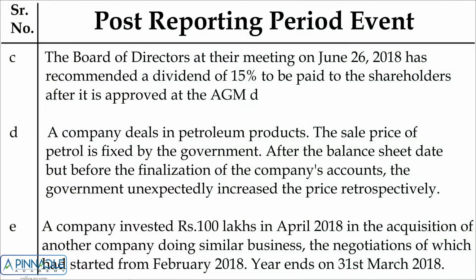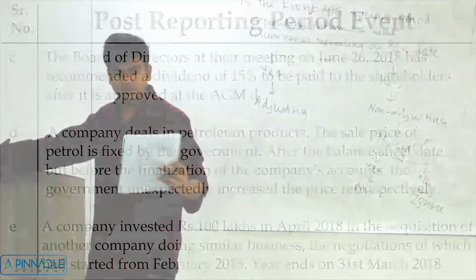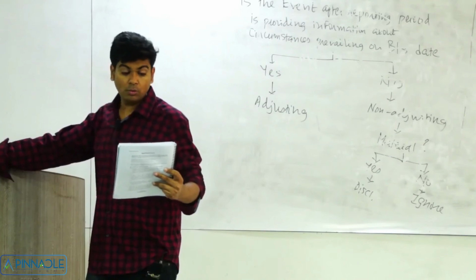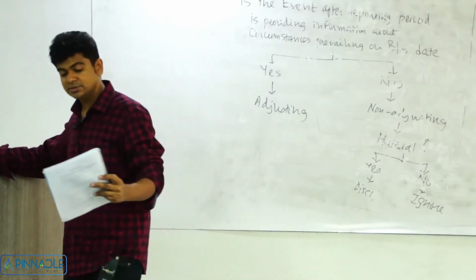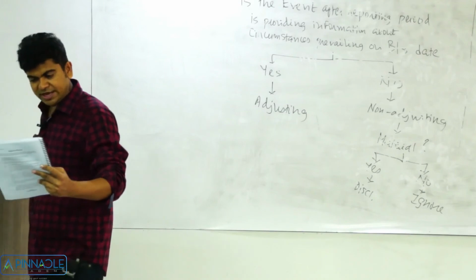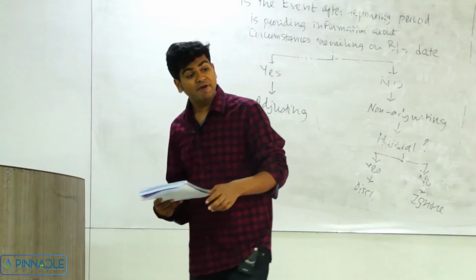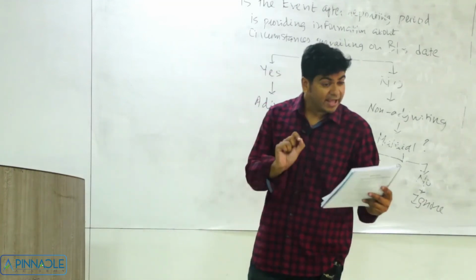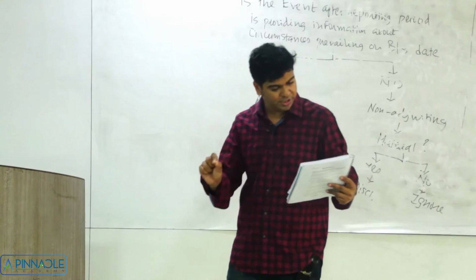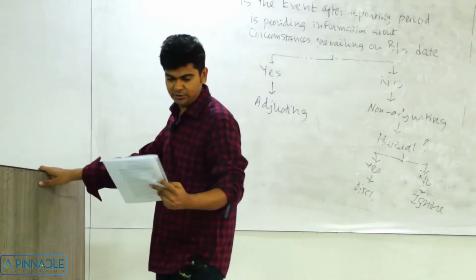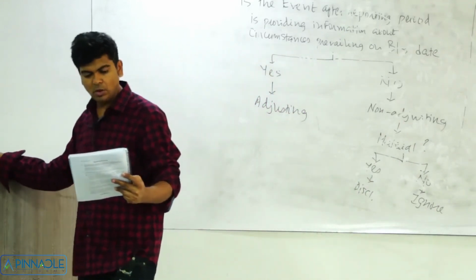A company invested 100 lakhs in April 2018 in the acquisition of another company doing similar business, the negotiations of which had started from February 2018. Year ends on 31st March 18. It is non-adjusting, right? So it is a case of acquisition of another company. So you are going for a merger. Effect of merger can be given only on acquisition date. And what's the acquisition date? April 2018. So I will consider this to be non-adjusting.